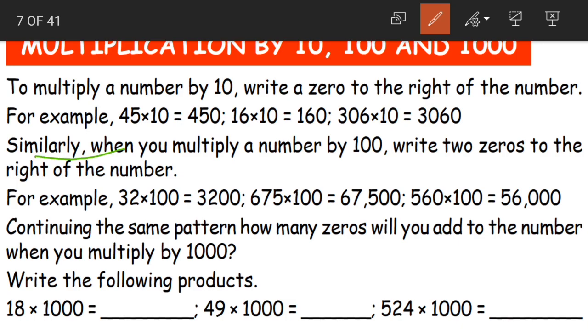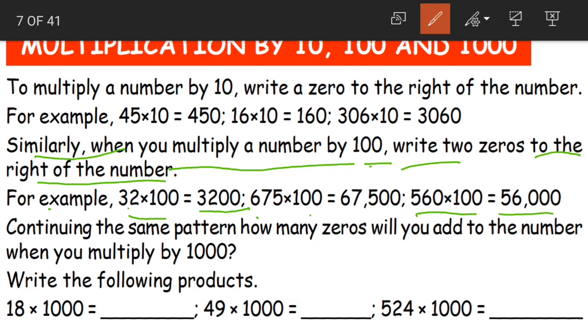Next, similarly, when you multiply a number by 100, write 2 zeros to the right of the number. For example, 32 into 100 is equal to 3200. 675 into 100 is equal to 67,500. 560 into 100 is equal to 56,000.